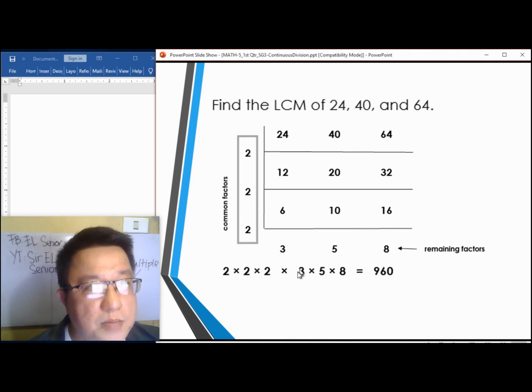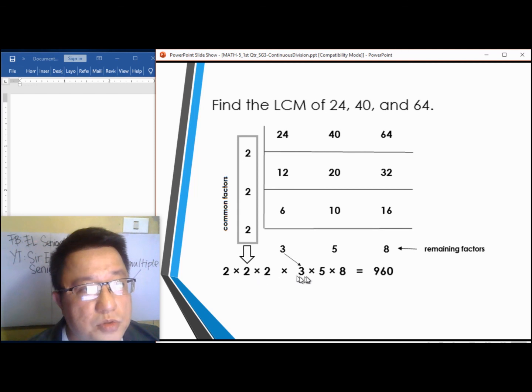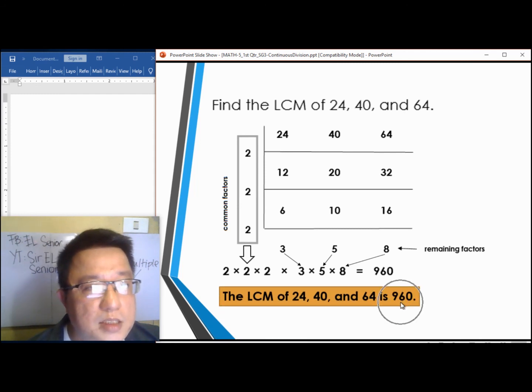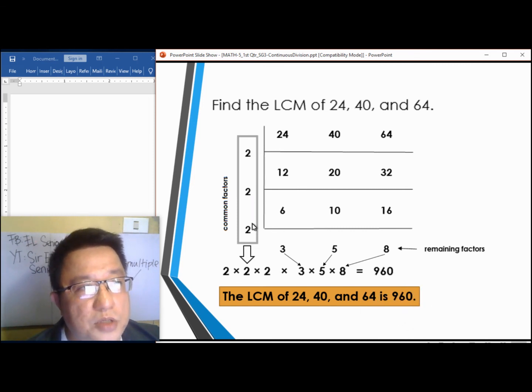So for the LCM, we combine everything: 2 times 2 times 2 times 3 times 5 times 8. The final answer will be 960. That's how you get the LCM of numbers using continuous division.